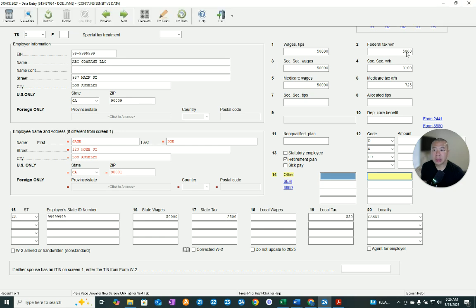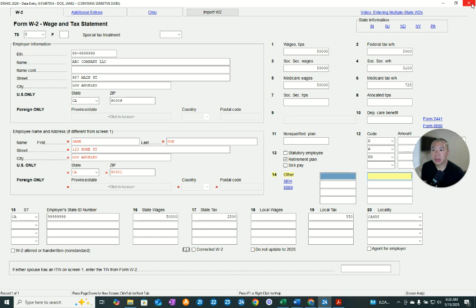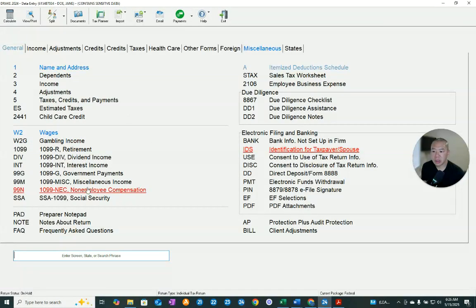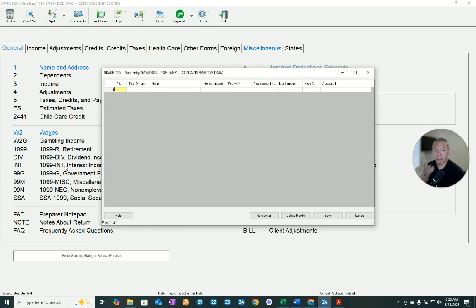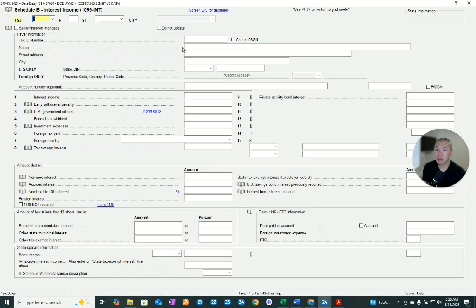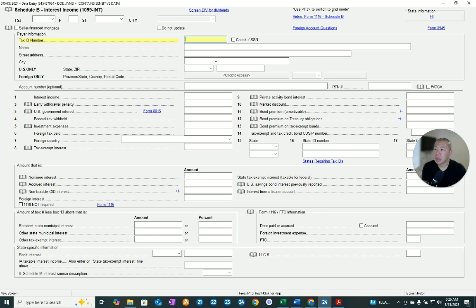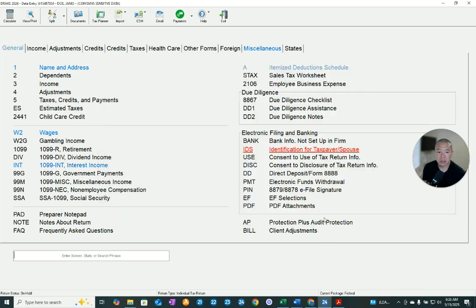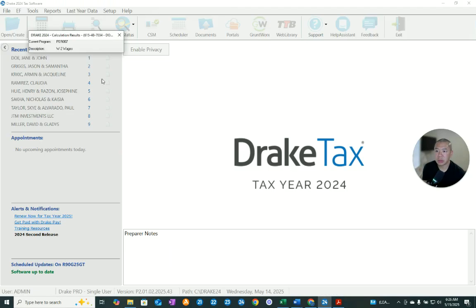So there is that, and then also interest. Tax ID is going to be the 9s, and my software is going to recognize that's ABC Company LLC. $25. That's it, and we should be done for the inputs. And then we go to view print to see what it actually looks like.